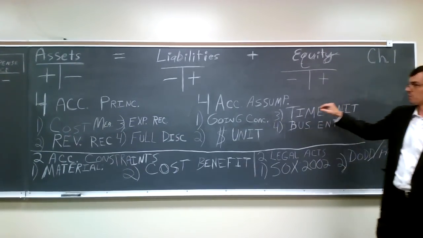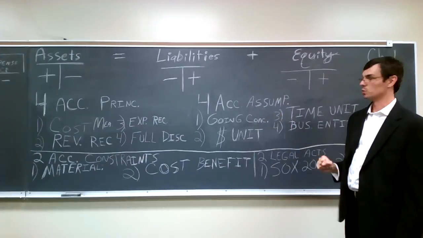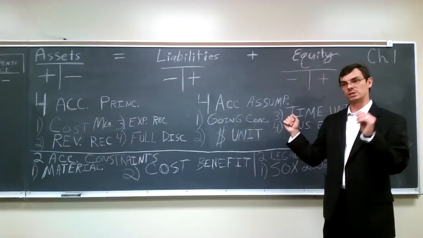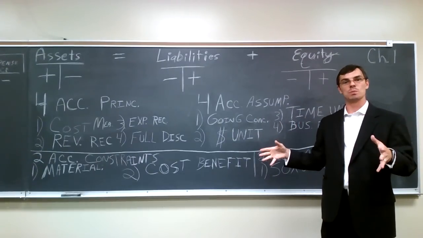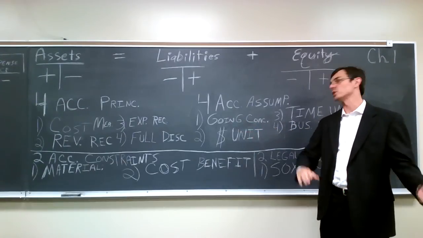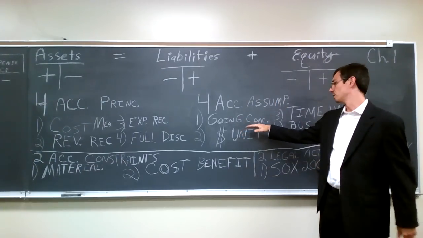Accounting assumptions. There are 4 basic assumptions accounting goes by. Going concern, which basically means that if we start to account for something, we will assume that we will be accounting for that forever. That it'll never end, that it'll continue to go forever and ever.